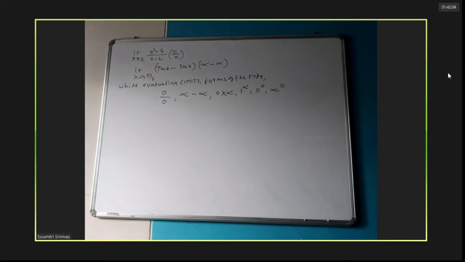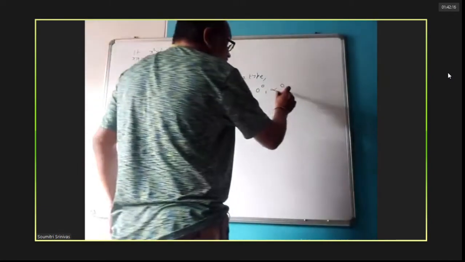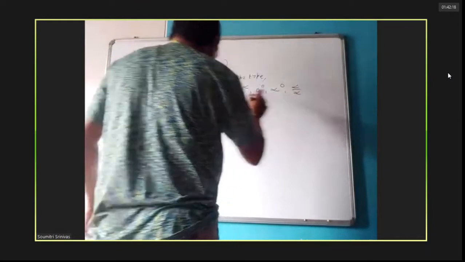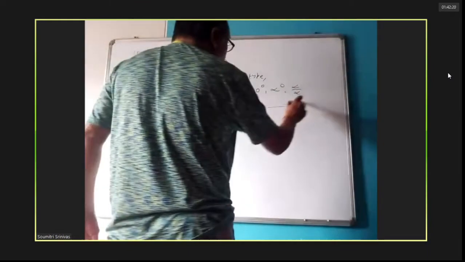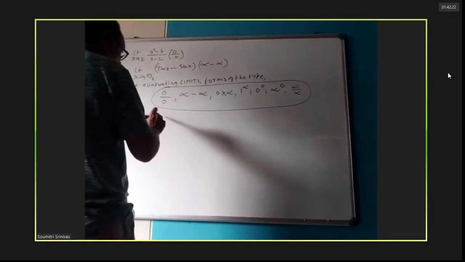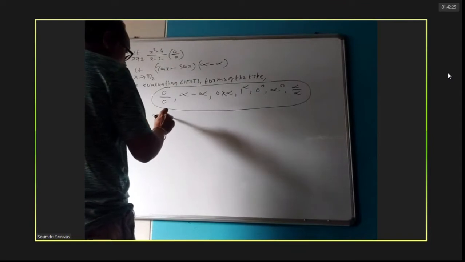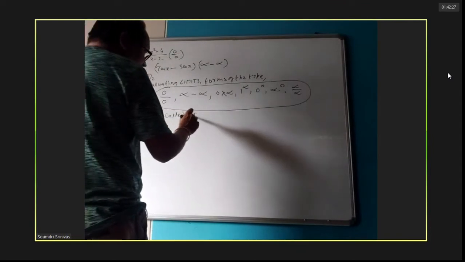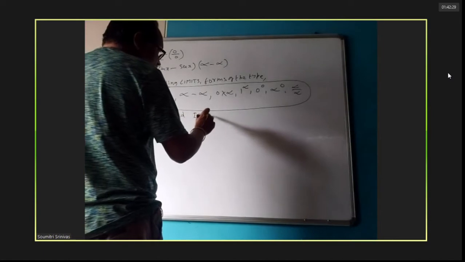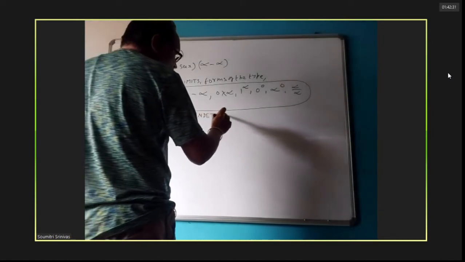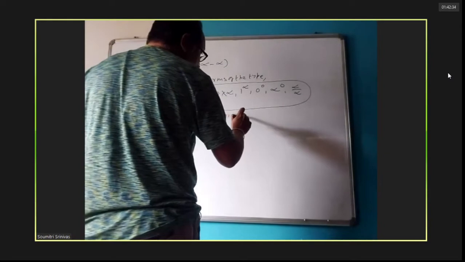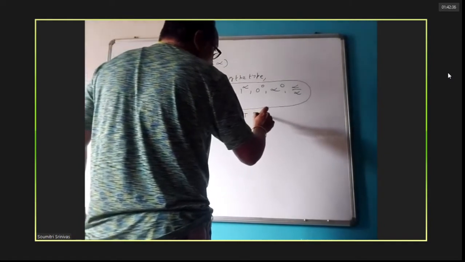I forgot one form, 0 into infinity. Infinity by infinity. These are all called indeterminate forms.